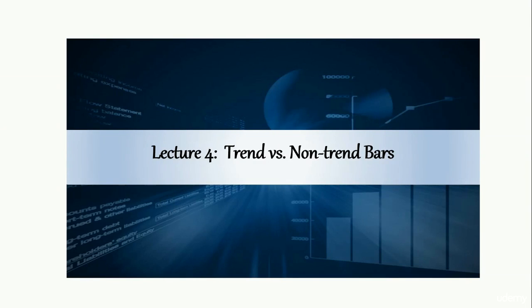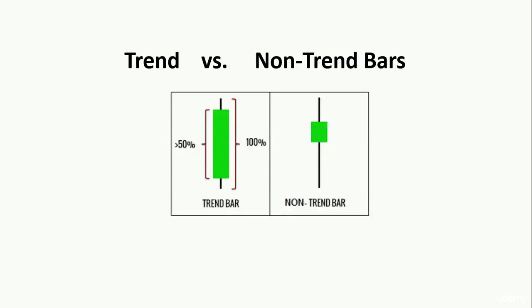Lecture 4: Trend versus Non-Trend Bars. In this lecture, you will learn different types of bars and how each type participates in pattern formation. Bars can be divided broadly into trend or non-trend bars. Non-trend bars, although they have different shapes, are collectively referred to as dojis.